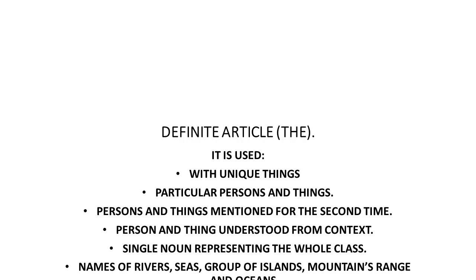It is also used with a singular noun that represents the whole class. For example, the rose is the loveliest of the flowers. Next, it is also used with the names of rivers, seas, mountains, range, gulfs, group of islands and oceans. For example, the river Nile, the river Indus, the Himalayas, the Karakorams, the Persian Gulfs. It is also used with the well-known books and holy books. For example, the Holy Quran, द बाइबल, द पैराडाइज लॉस्ट.